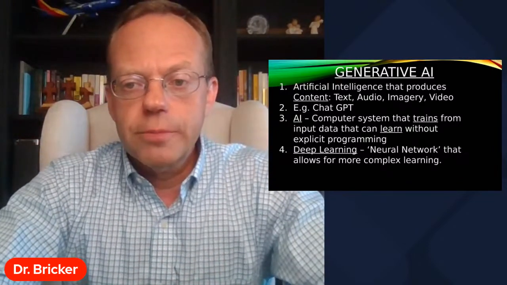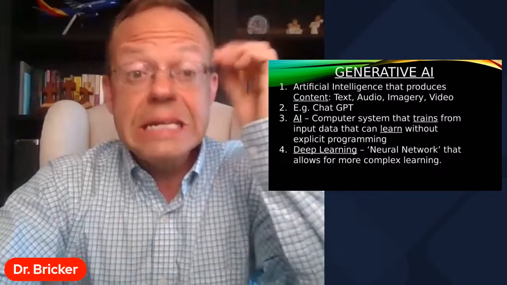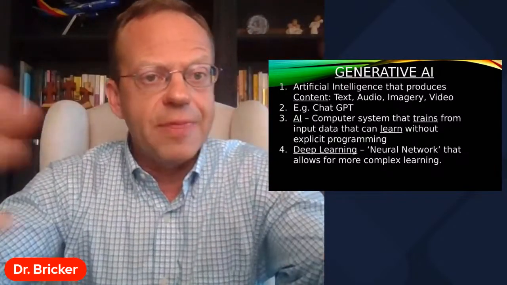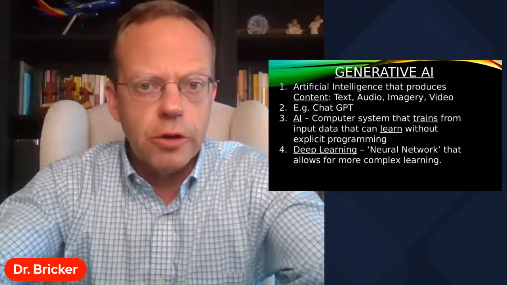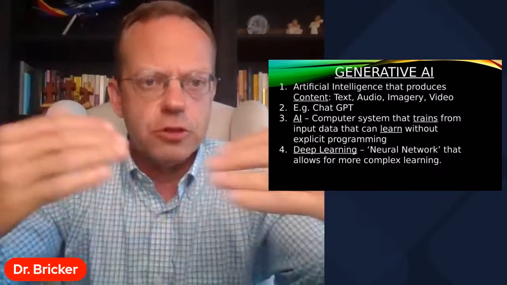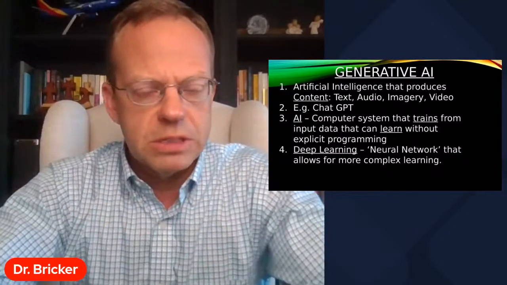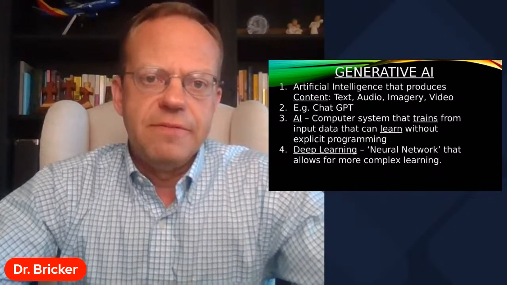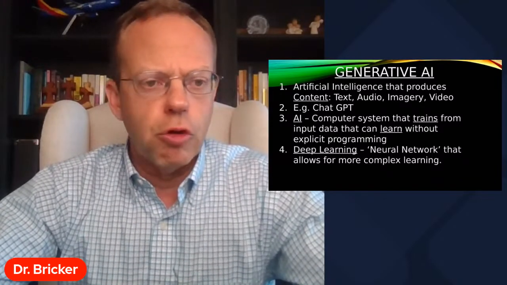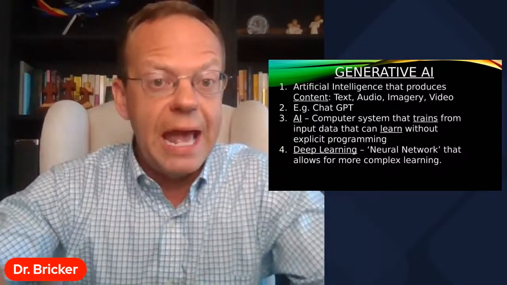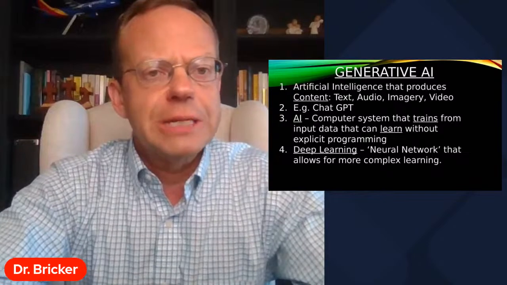Now, another term that you will hear is deep learning, which again is a subset of AI that allows for more complex learning. And deep learning involves neural networks. That's another term that we're going to get into in more detail, but that's really the brains. The brains of the AI is the neural network. And literally, that neural network is software code that's written out, but it's software code that essentially acts like a brain.